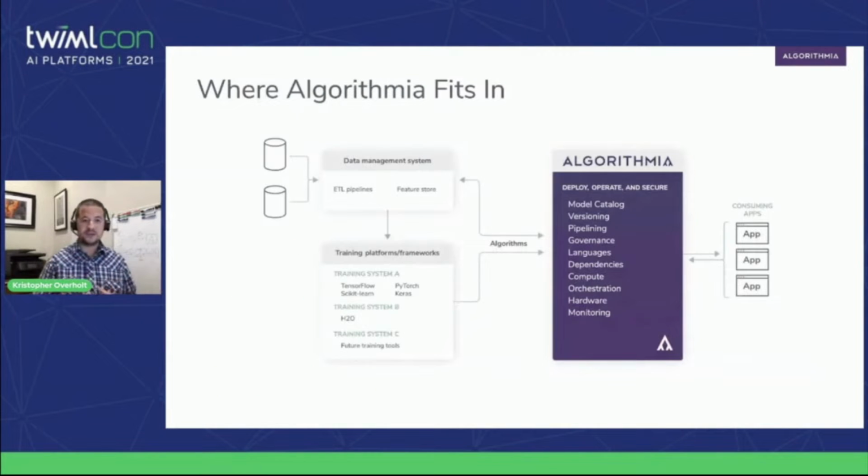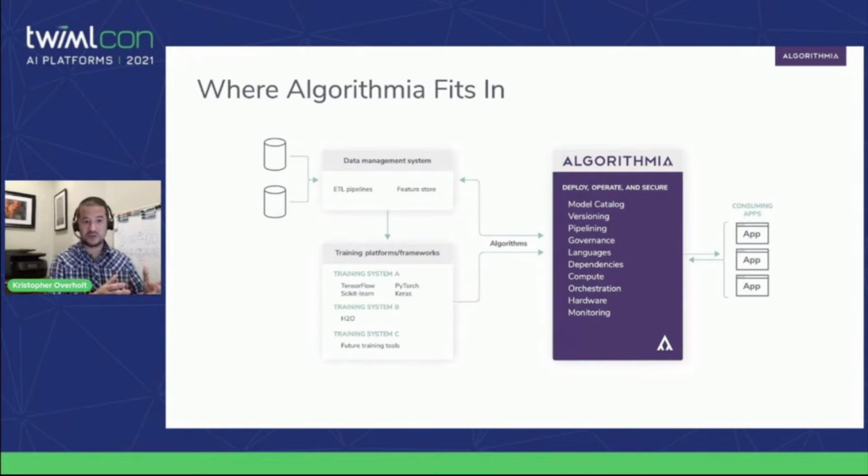If you look at the bigger picture of the pipeline and data flow through Algorithmia, Algorithmia basically fits in between things that you're doing in training, things that are happening upstream on the left, and then the consuming applications on the right. So on the left side, you might have ETL pipelines, you might have feature stores, and different training platforms or systems.